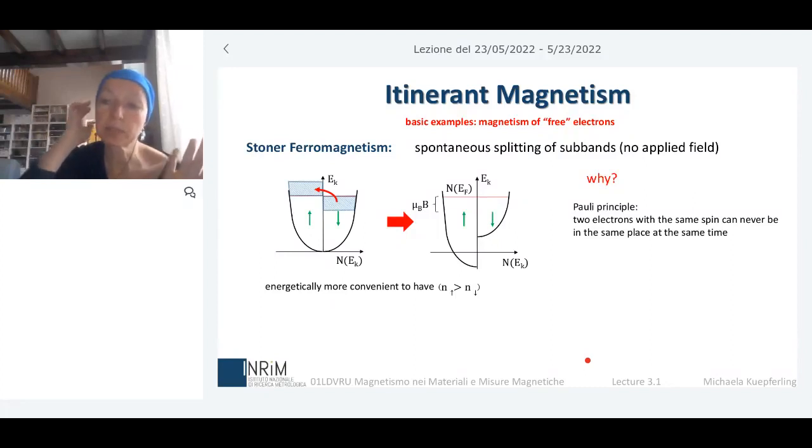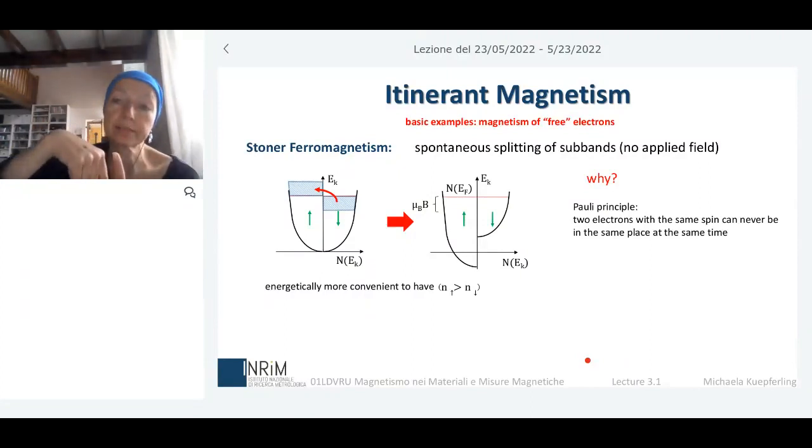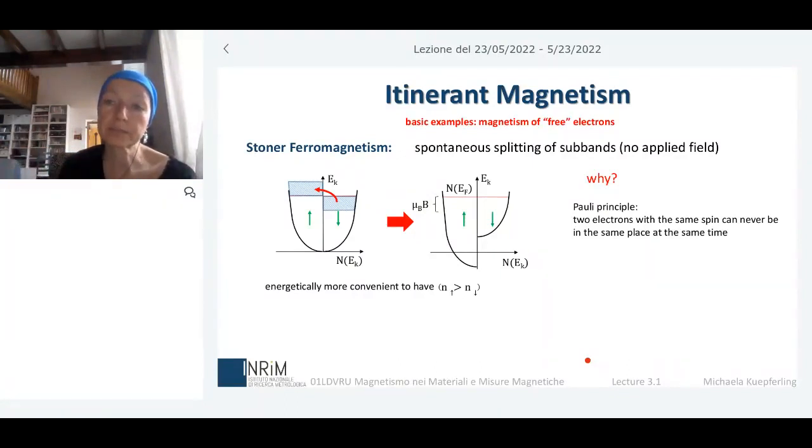So the Pauli principle tells us that two electrons with the same spin can never be in the same place at the same time. But this also means that electrons with opposite spin can get much closer to each other. And if they get much closer to each other, they will feel a stronger Coulomb repulsion. So this can be energetically not favorable.